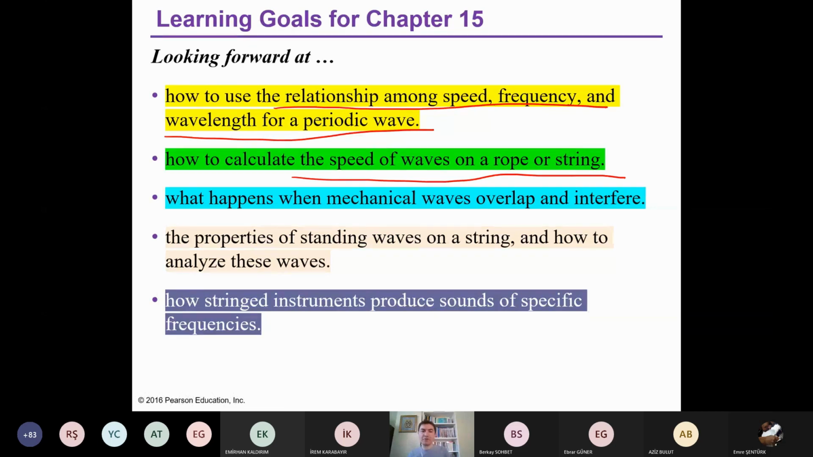This is very important for musical instruments. This will produce standing waves. And we will learn the properties of standing waves on a string and how to analyze these standing waves. And then finally, we will learn how string instruments produce sounds of specific frequencies. Then with this last part of the lecture, we will finish this topic.